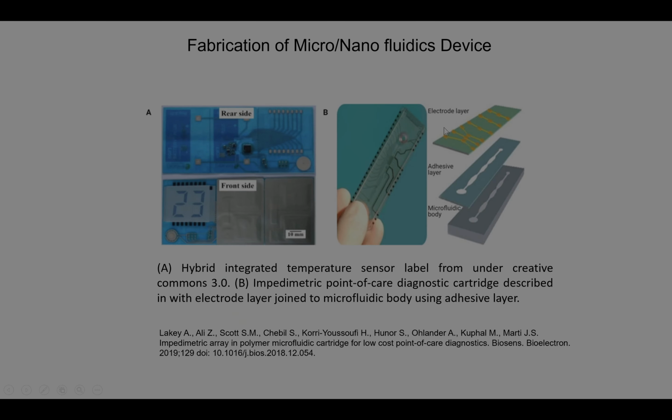Fabrication of micro and nanofluidic devices. So here, this is the rear device and this is the front device, which has three layers: the electrode layer, adhesive layers, and microfluidic body.